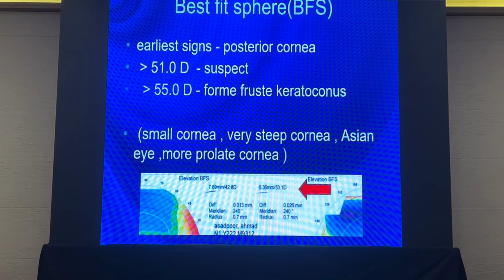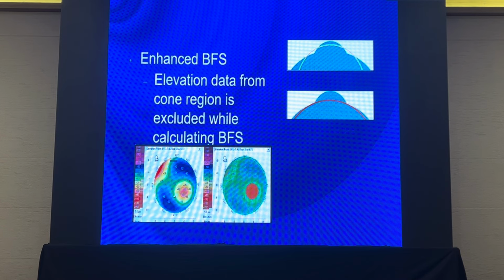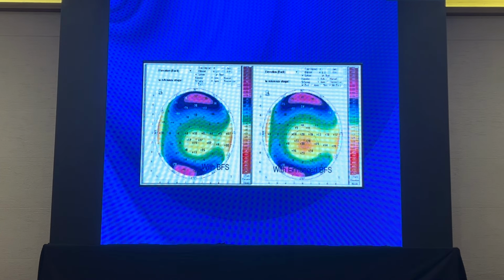And there is another concept called the enhanced best fit sphere, in which basically you have a best fit sphere and you ignore the cone which is projecting out and which will abnormally change this best fit sphere. That is taken out, and then you see the cone in relation to the best fit sphere. So the small cones can really be projected and can be very well seen.